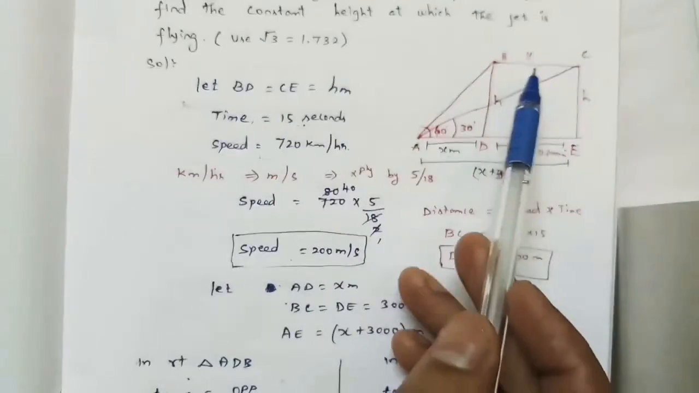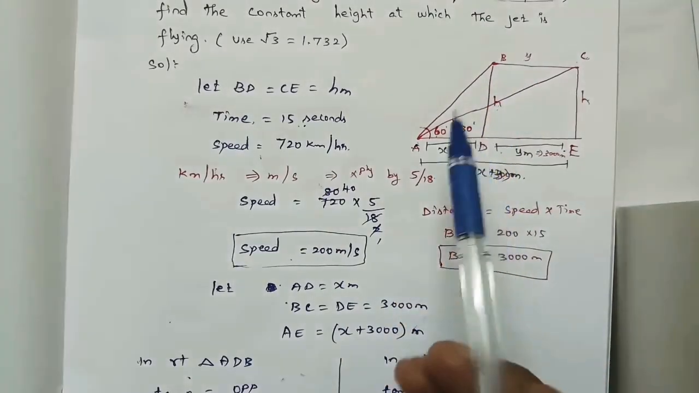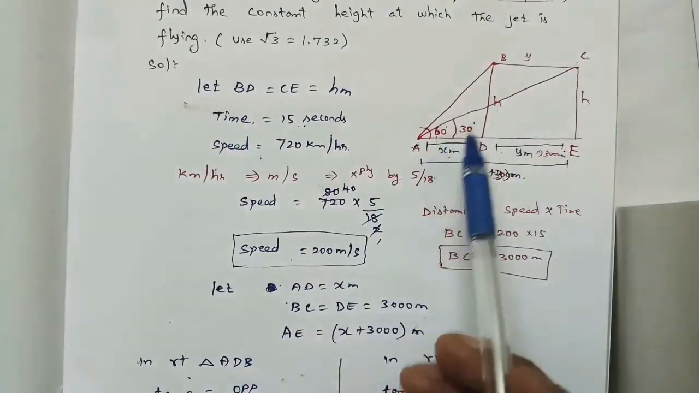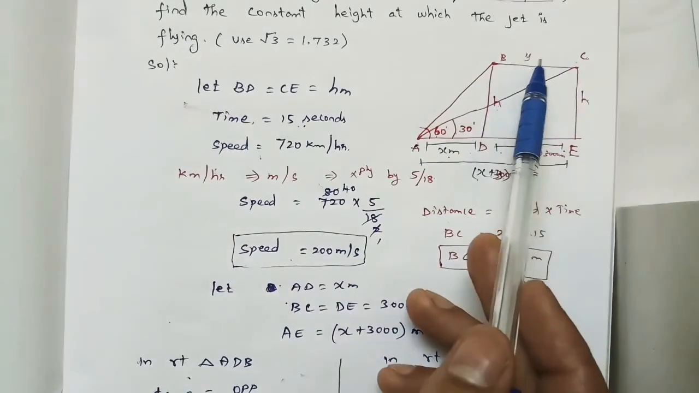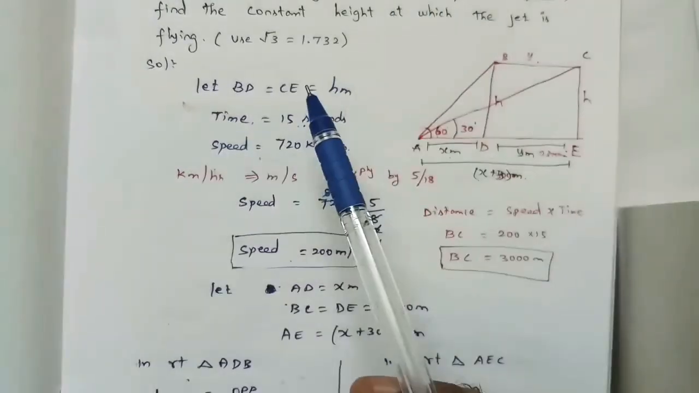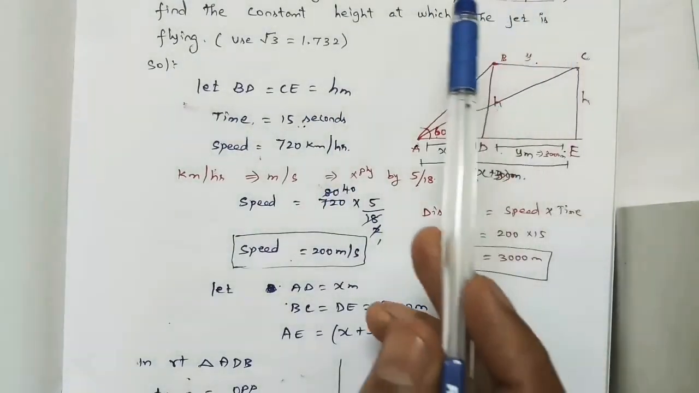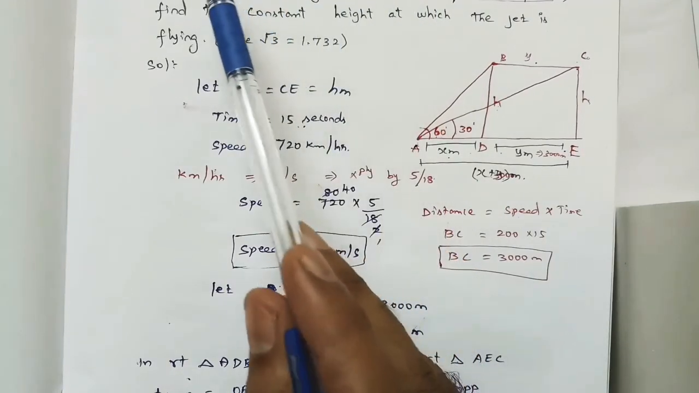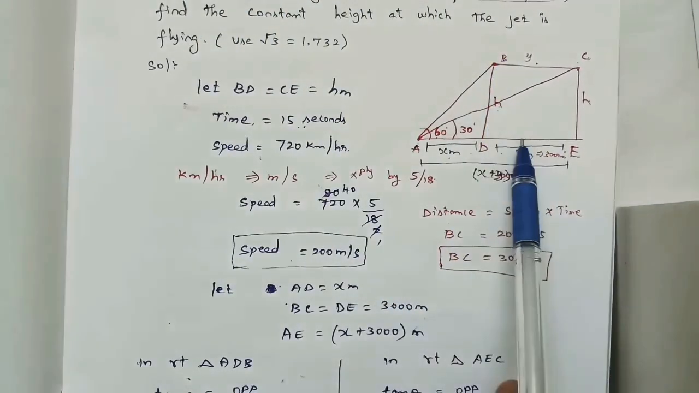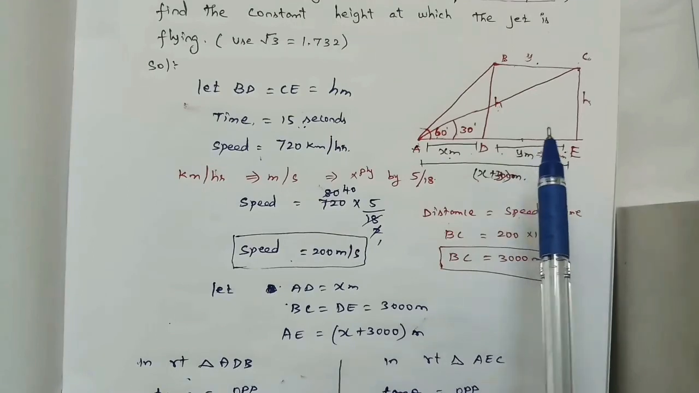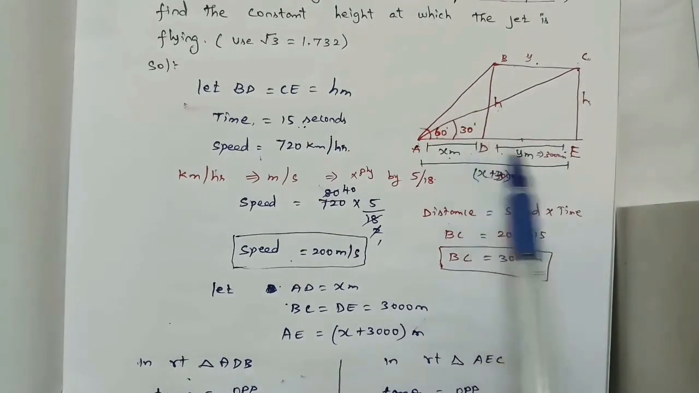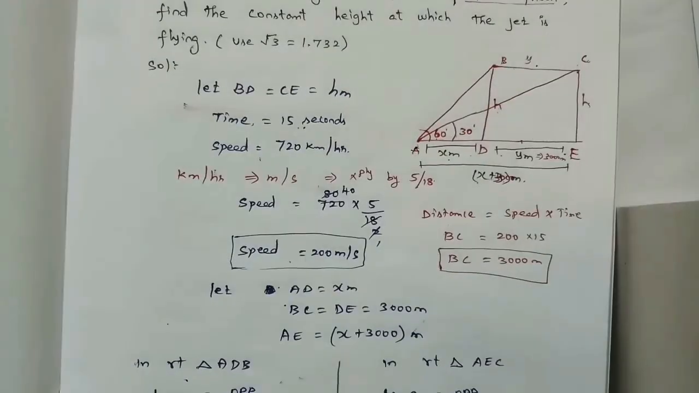See, they didn't give the distance. Usually they give the height, and with the help of height and angle we find the distance, and with the help of distance we find the speed. But here they didn't give the distance; they have given the speed and time. With the help of speed and time we have found the distance. After finding the distance, with the help of trigonometric ratios, we find the height of the jet fighter, right? That's all.